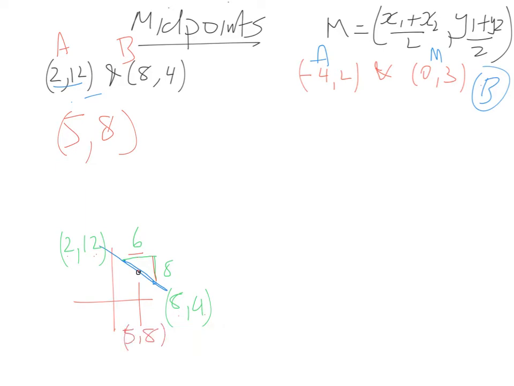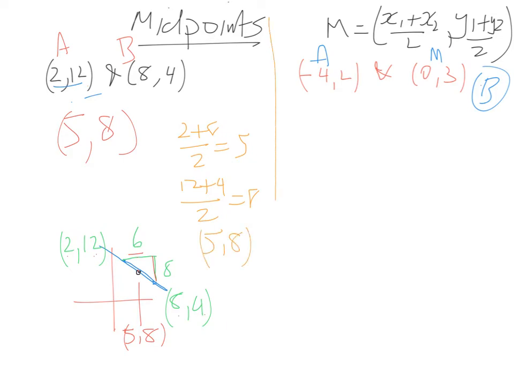And of course, like I said, we can substitute that into the formula if we like. In orange, 2 plus 8 over 2 gives us 5, and 12 plus 4 over 2 gives us 8. So our midpoint is at 5 and 8.